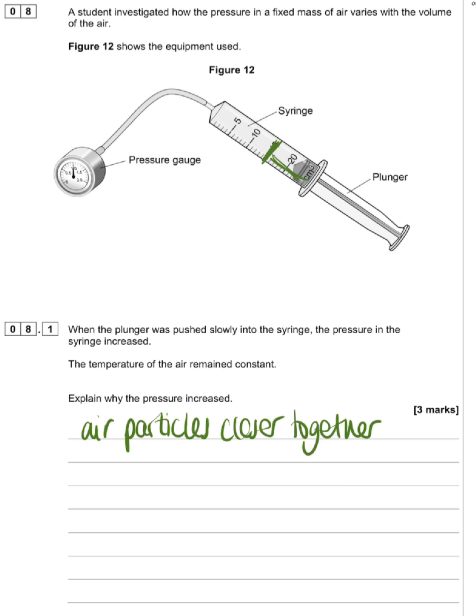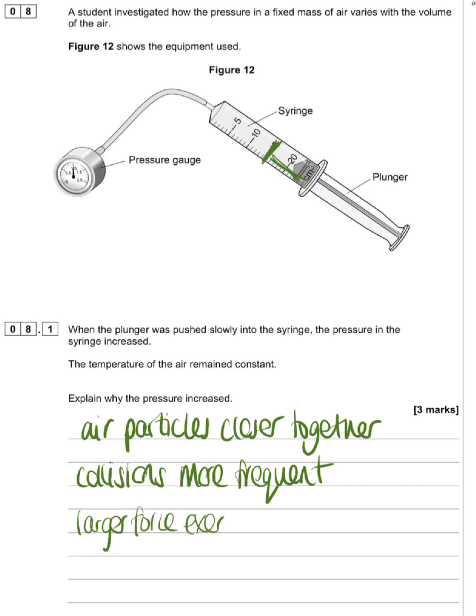But if they have now got less space to move around in, then what's going to happen is the collisions between them and the walls are now going to be more frequent. And it's really important that you say more frequent or more per second. It's not just that they're more. And the other thing is, when these particles are colliding with the walls of the syringe, they're exerting a force. But if you now look at the area that we've got, by reducing the volume, we have now got a larger force, but it's being exerted on a smaller area. And because we know pressure is force divided by area, if we have made our area smaller, then that is going to increase our pressure.